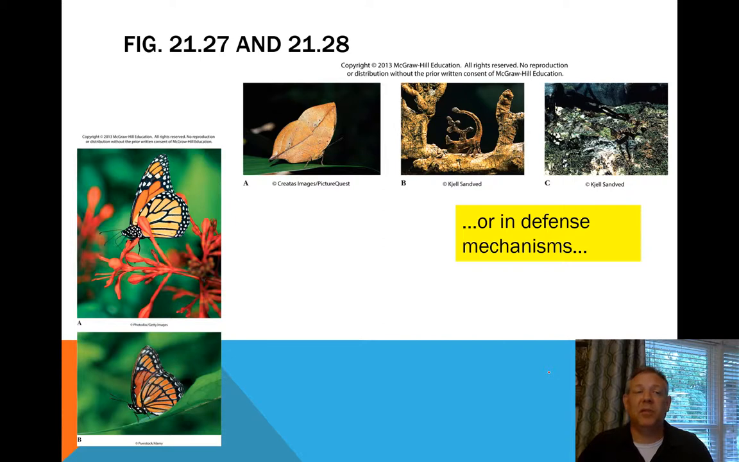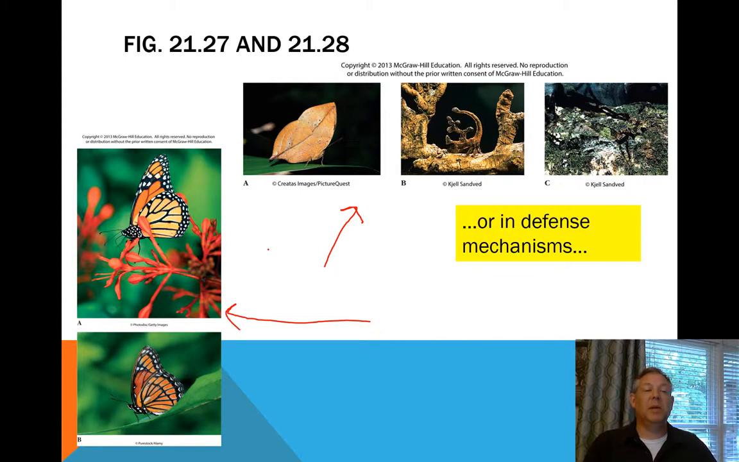You've got lots of different defense mechanisms. Again, extreme variability here. And so you've got extreme examples of camouflage that you see in this top picture. And then you've got really cool, interesting things like mimicry, right?